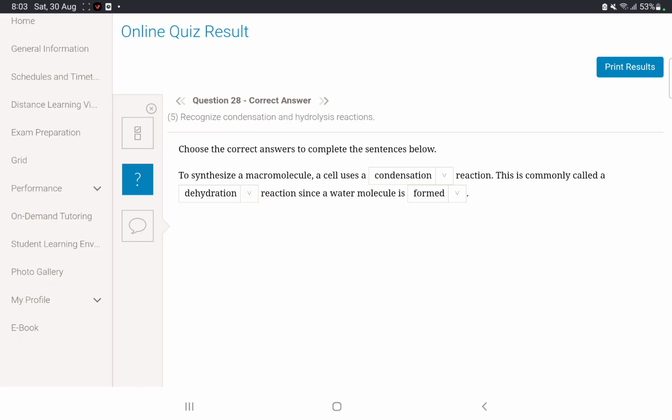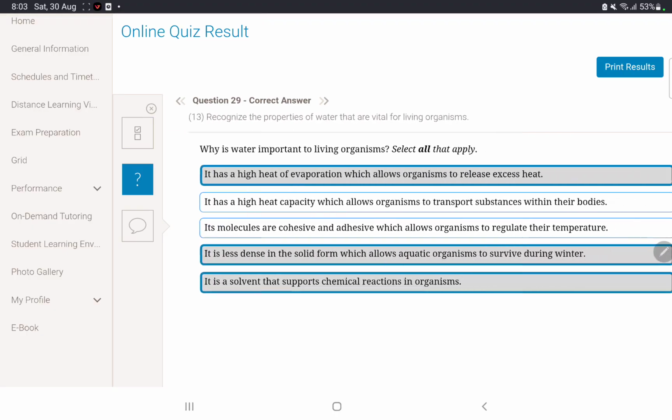For some reason, they're going to repeat the same question, I think, right? Please tell me it's new. Is it new? I think it's new. Okay, we move on to 29.